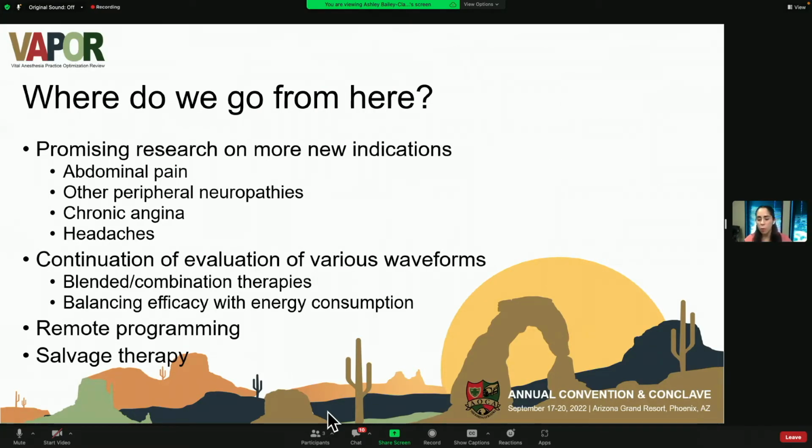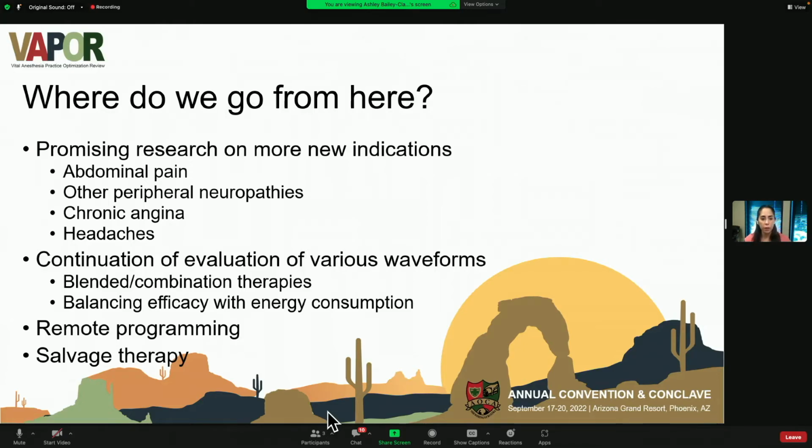We have a lot more promising research now on the use for abdominal pain. I think this research will also show that we're able to use this for a lot more peripheral neuropathies. In Europe, they've already done a lot of research on the use for chronic angina pain and some headaches as well. I think we need to figure out why this is working. We've got some postulated theories of why this works, but we don't actually know. I think it's a combination of things.